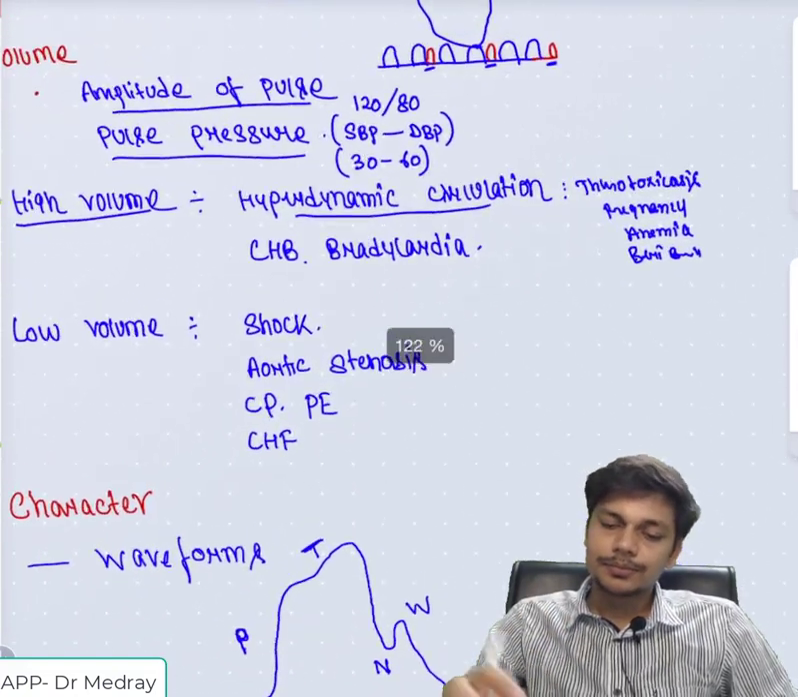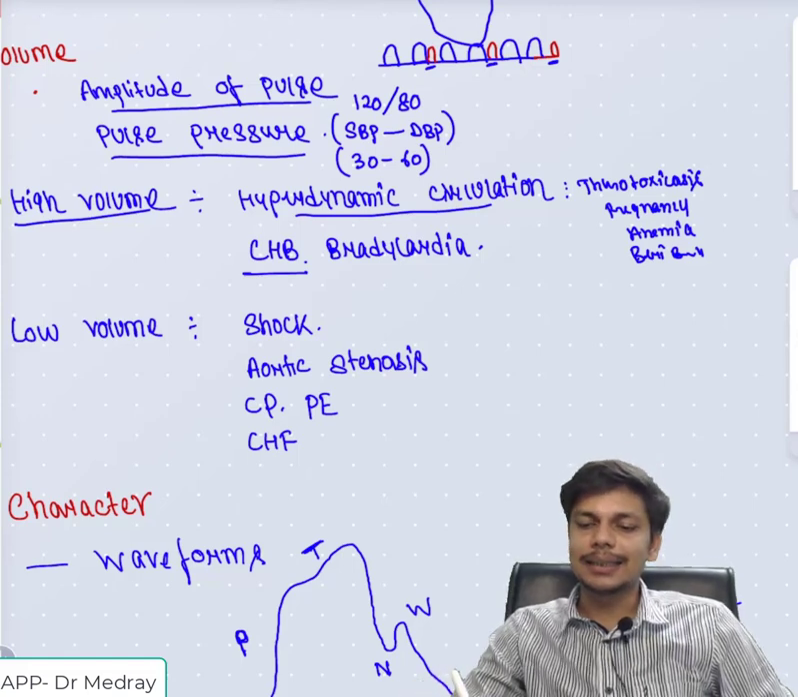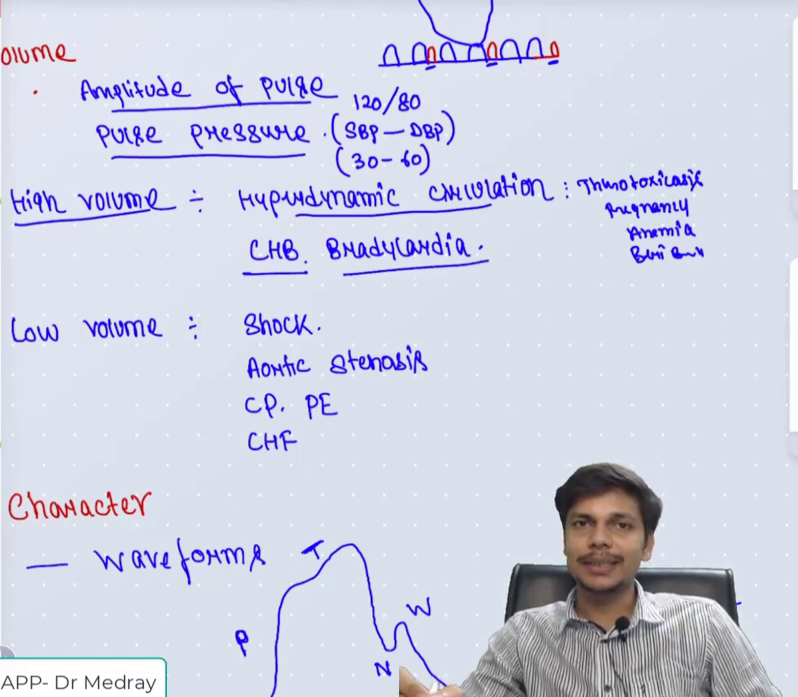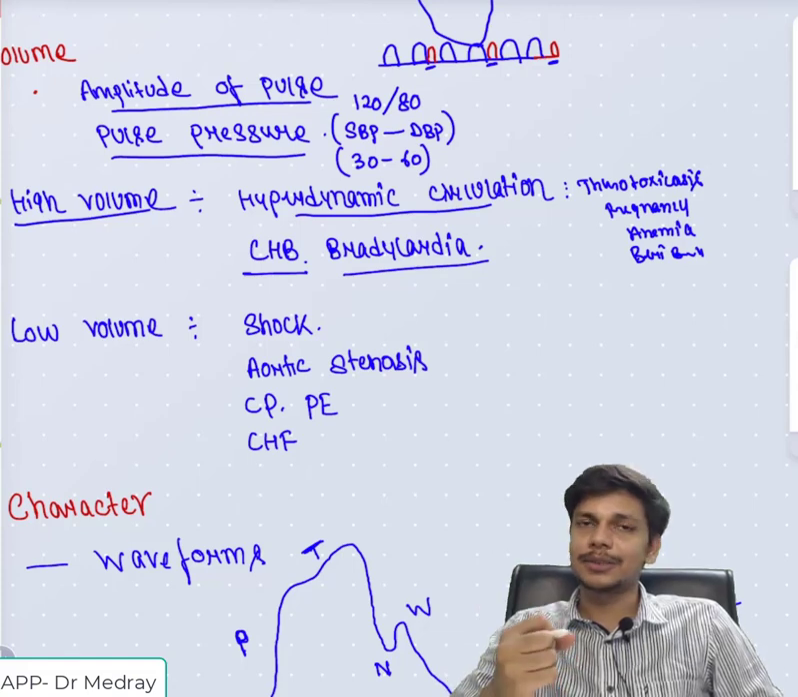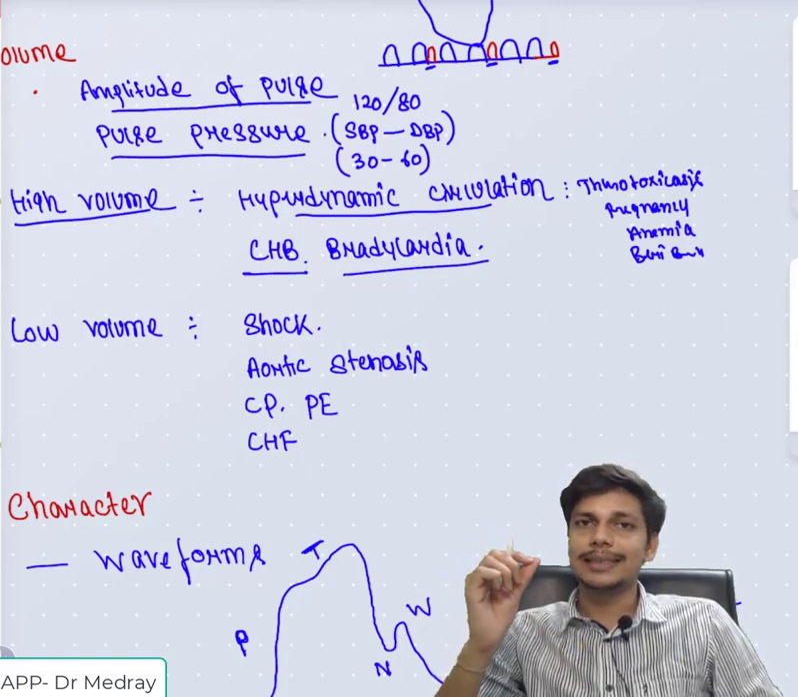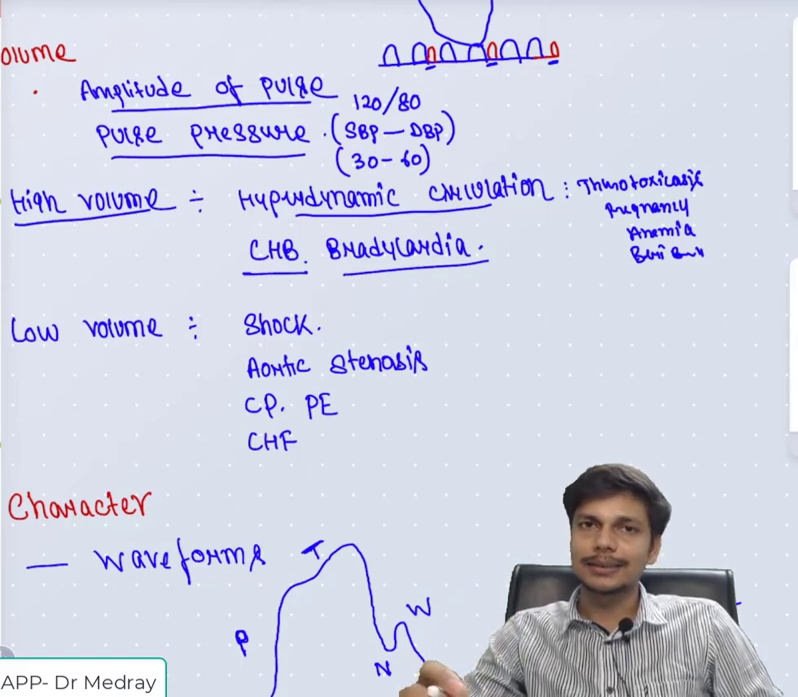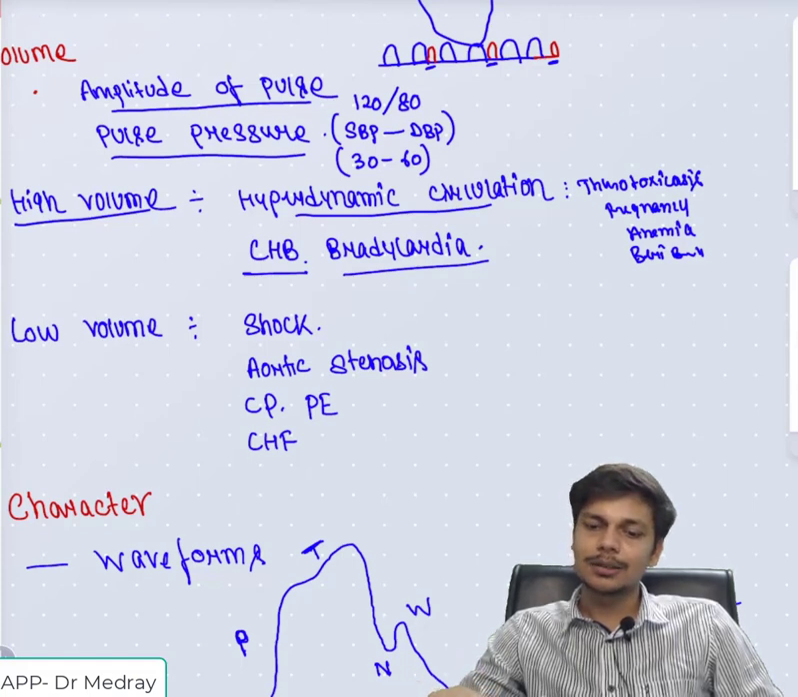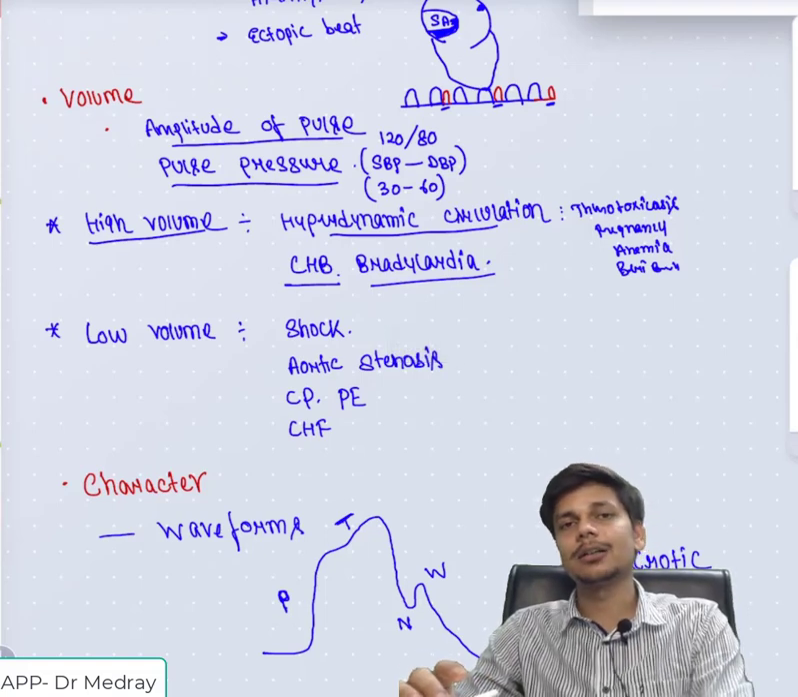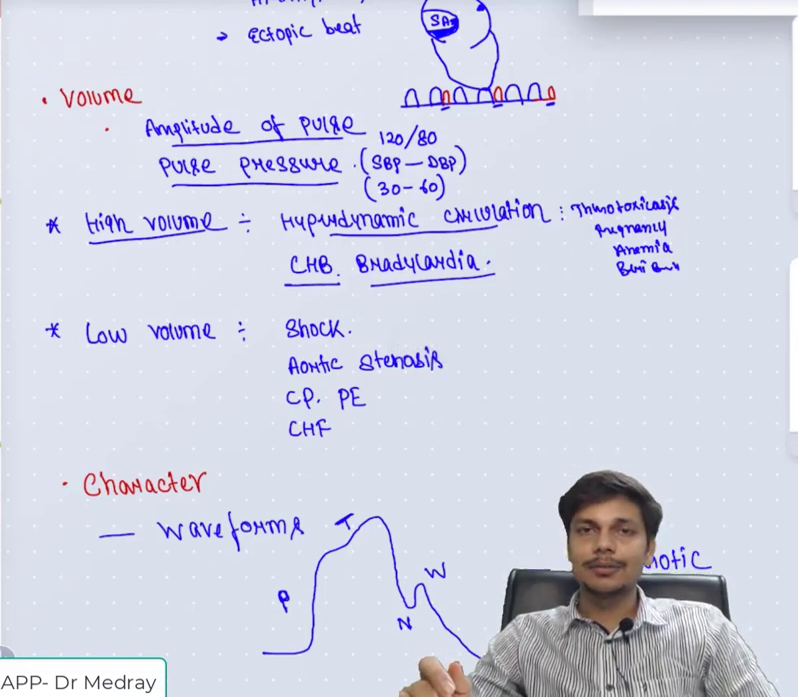The patient of complete heart block and bradycardia can also have high volume pulse. Why will the patient of complete heart block have high volume pulse? Because of heart block, there is increase in diastolic time, and because of increase in diastolic time, diastolic filling will be more, and the next subsequent contraction will produce a more ejection fraction and will have a high volume pulse. Same occurs in bradycardia. The diastolic filling time increases, the blood in the right or the left ventricle increases, and the ejection fraction increases, which will cause a high volume pulse. So the patient of hyperdynamic circulation, complete heart block, bradycardia, will have a high volume pulse.